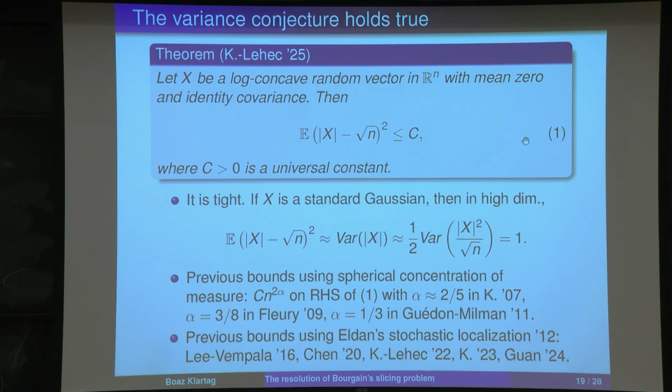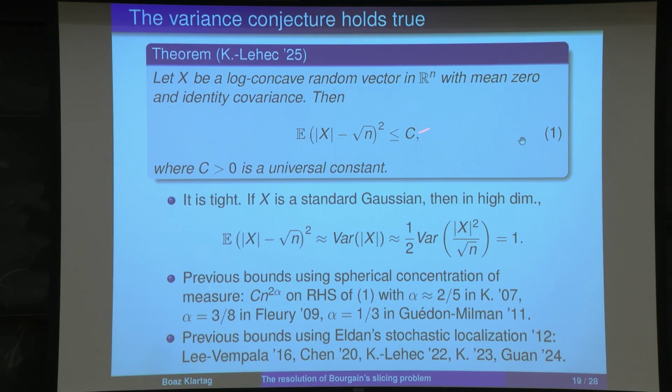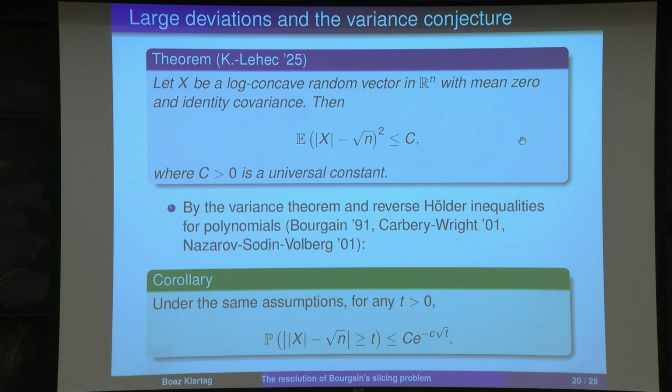So there were many bounds on the way. People proved C times n to various exponents. Fleury got 3 over 8. Guédon and Milman got 1/3. And then some better estimates by Lee and Vempala got 1/4. And then Chen, and then at the end we got this constant after many years.